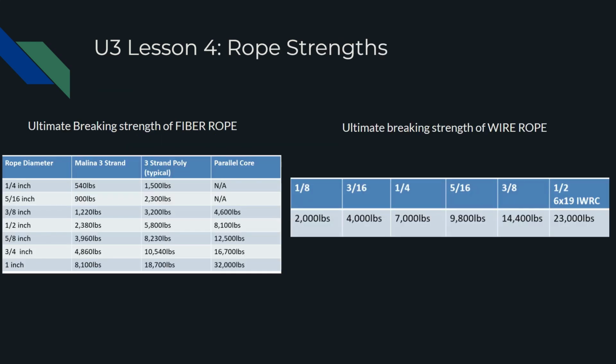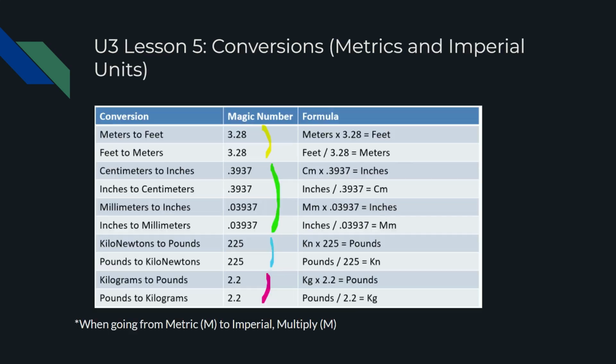Okay, lesson 4, we're going to talk about rope strength, and I'm not going to go in detail with this. You could just look at these diagrams, and it basically just tells you the rope strength on the left side, and then the wire rope strength, which is the steel that we talked about making bridles, on the right side. So screenshot that if you need to.